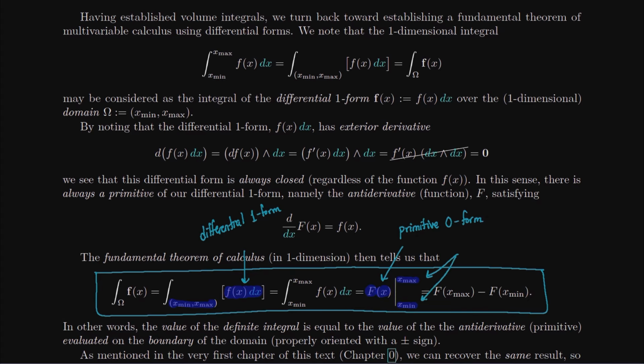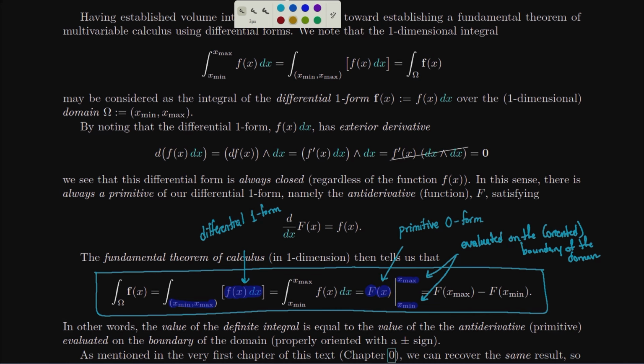and really there's an orientation to the boundary. Let's say evaluated on the oriented boundary of the domain. Because why is it evaluated on the oriented boundary? Well, you give the upper bound priority and call that term positive, and then on the lower bound, because it's oriented correctly, you call the lower bound term negative. So you have the upper bound minus the lower bound. So there's some orientation on the boundary.